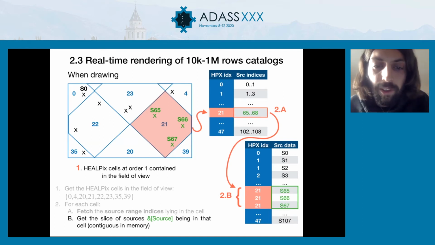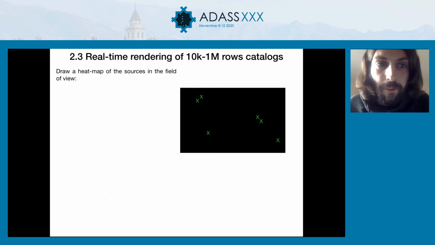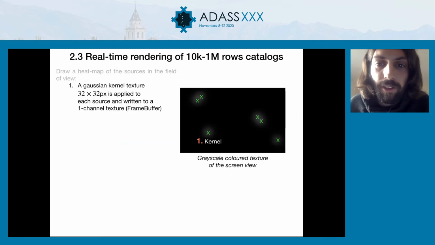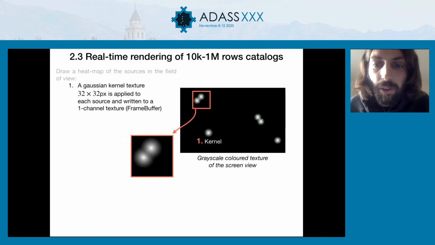And you can see it's fast. It's constant in time because it's just array accesses, and it's continuous memory access. So it's supposed to be very fast. And thanks to WebGL, we can render that as a heat map.